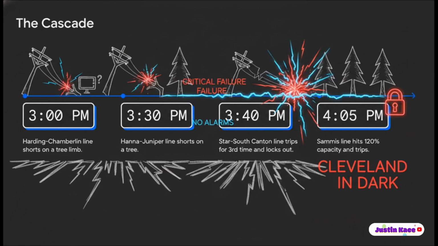At exactly 3 p.m., the Harding-Chamberlain line sagged directly into an overgrown tree limb. Short-circuited and tripped offline. The control room? No idea. Frozen screens, remember? 30 minutes later, the Hannah-Juniper line takes up the extra slack, overheats, sags into a completely different tree, and dies. Still zero alarms. 10 minutes after that, the Star South Canton line hits a third tree, trips for the third time that day, and permanently locks itself out. 3 totally ordinary trees had just quietly severed the main electrical arteries flowing into Cleveland.